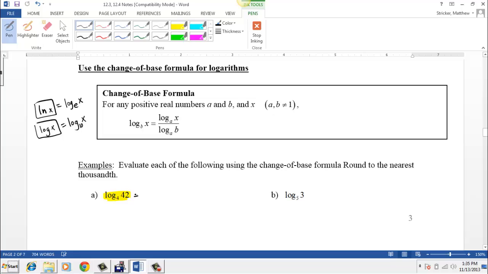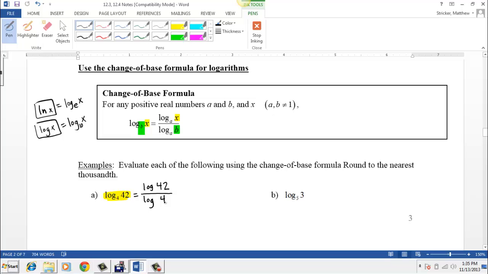So if we apply it to this first example, we can change it to a quotient of logs. Let's make them both log base 10, the common logarithm. And what this says is the top one is log of x, which is the argument of our original log. And so in this case, our argument is 42, so the top is going to be the log of 42. And then the bottom log is the log of b, which is of course our base. In this case, the base is 4, so this is going to be divided by the log of 4.